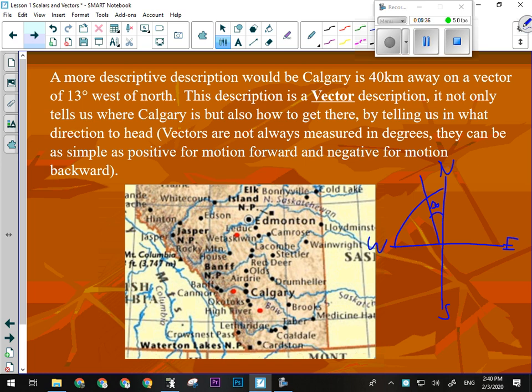So it's 13 degrees west of north. I don't just say 13 degrees northwest because that could be that way or that way. I said it's measured from north going west. So, west of north. Everybody kind of follow on my direction finding there? You'll get used to that. It's probably new to you, but you'll get used to it as we go along.